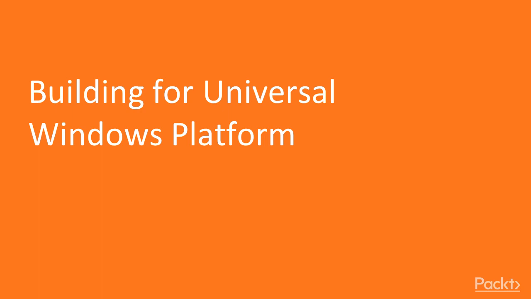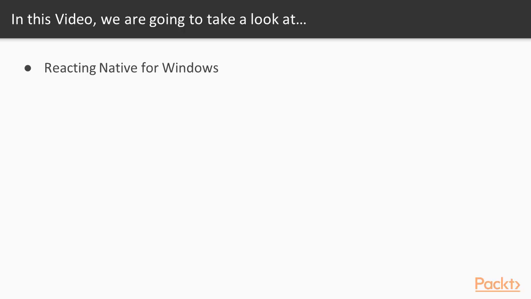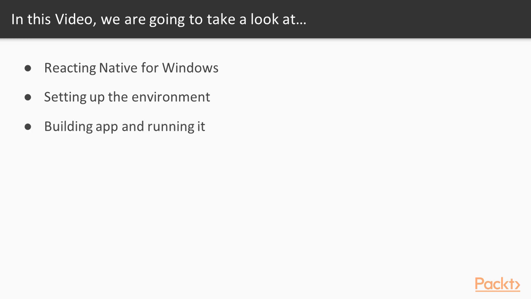Now we move on to the first video of this section, Building for Universal Windows Platform. In this video we'll be building a React Native for Windows application. We'll first cover environment setup, then we'll be building our first app, and finally run it on an emulator.